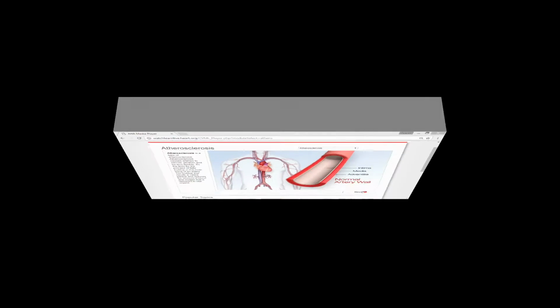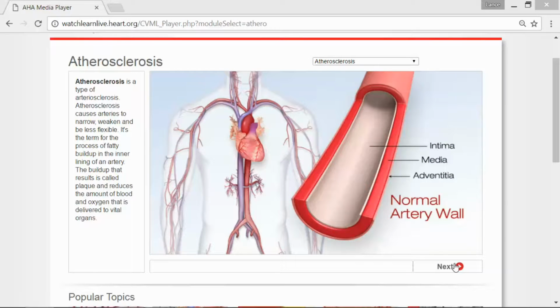Today we're going to talk about atherosclerosis, which is a type of arteriosclerosis, and this causes arteries to narrow, weaken, and be less flexible. It's the term for the process of fatty buildup in the inner lining of an artery, and the buildup that results is called plaque and reduces the amount of blood and oxygen delivered to vital organs.